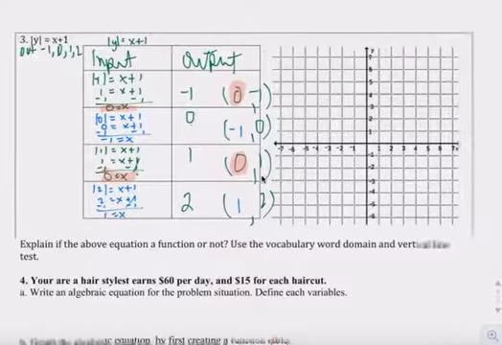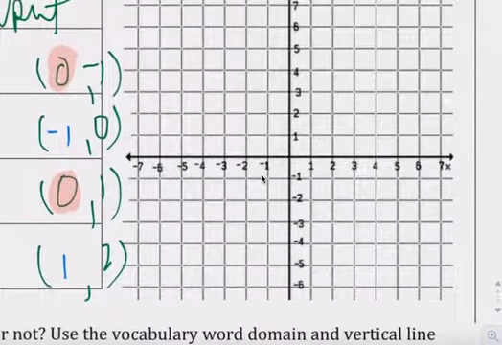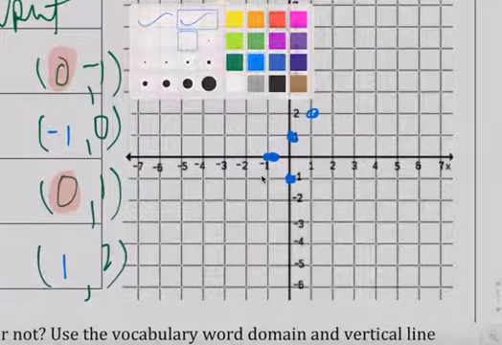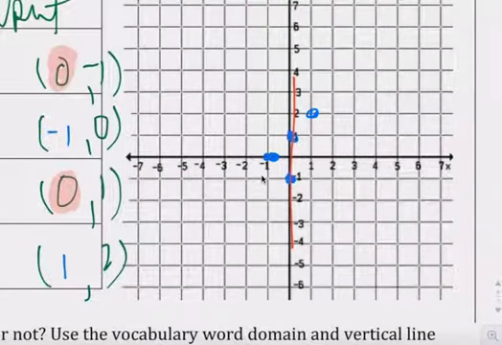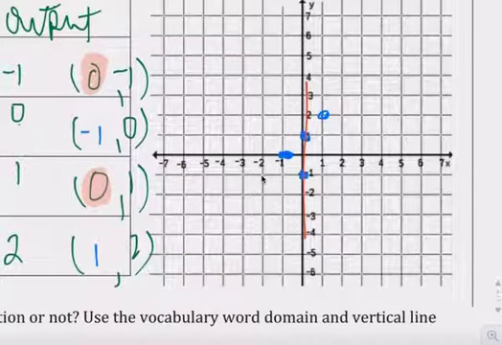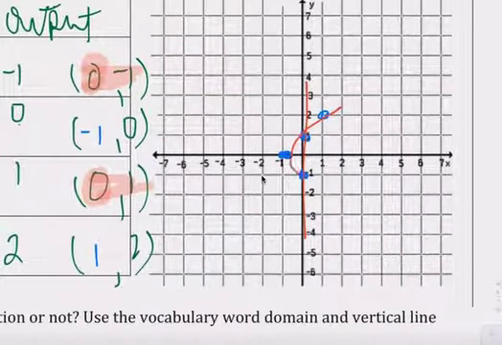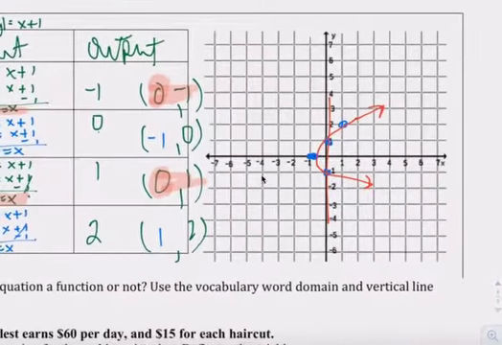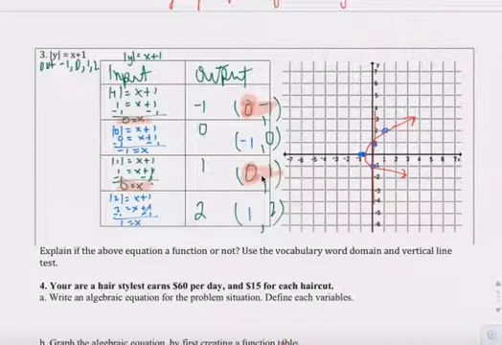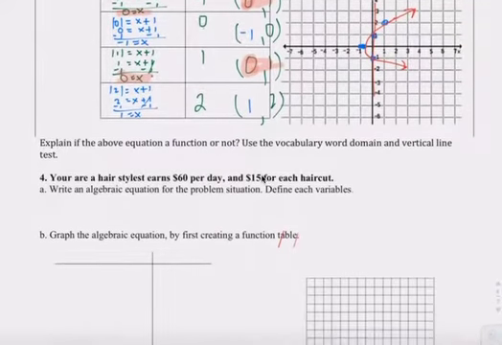Then graph your ordered pairs: 0, -1; -1, 0; 0, 1; and 1, 2. Notice it's not a function because a vertical line goes through 2 points. Those are the points with the same domain. Okay? You connect the dots like that. And if we put 1, you'll see that the domain there is also the same.